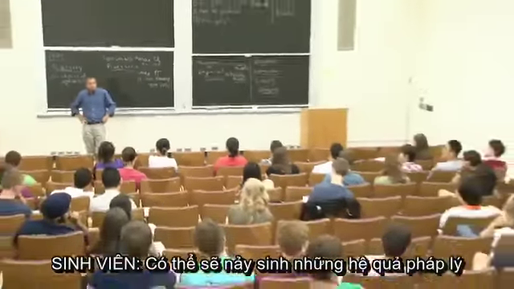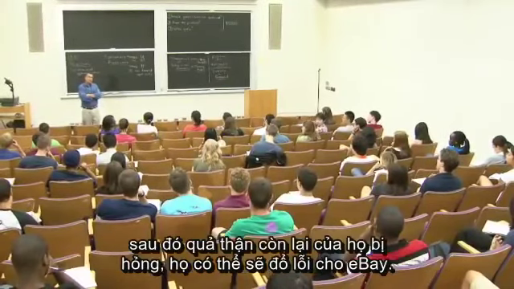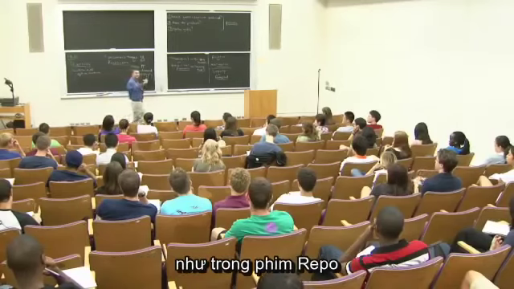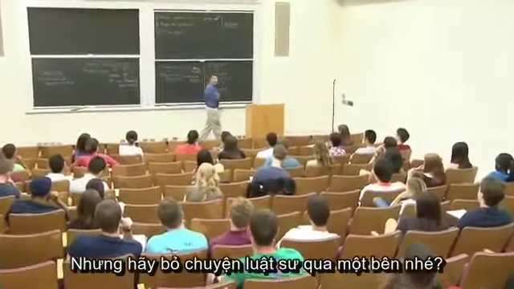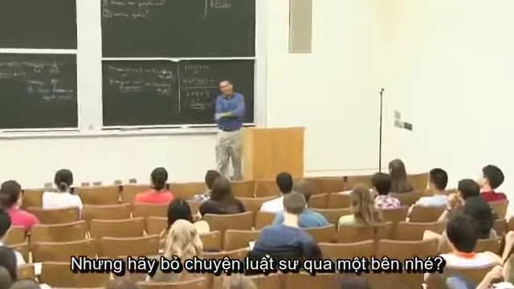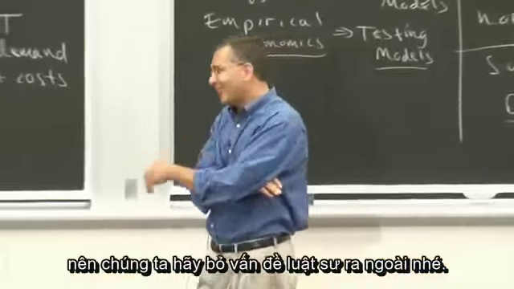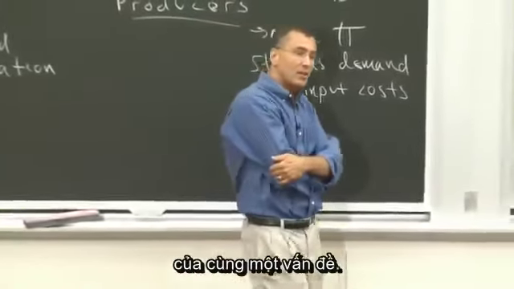Yeah? There would also be some legal ramifications associated with that. If someone sells their kidney and then their other kidney fails, they might then blame eBay. Want it back? Like that repo movie? Yeah, that's right. There could also be, but let's leave the lawyers out of this, okay? I don't like lawyers. We're going to rag on lawyers this semester. We're going to leave the lawyers out of this. But in any case, you're right. That's sort of a ramification of the same thing.